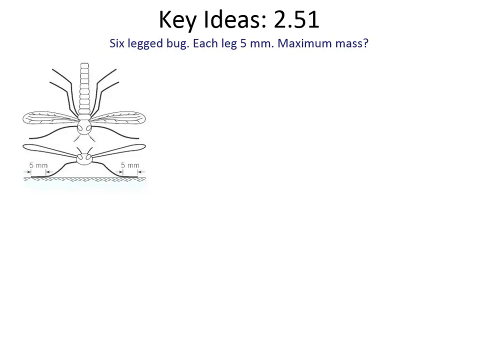All right. We already talked about bugs and surface tension. You have the problem in your assignment that says, here is a six-legged bug. Each of its legs is 5 millimeters. What's the maximum mass of the bug that will enable it to continue to float on the water?